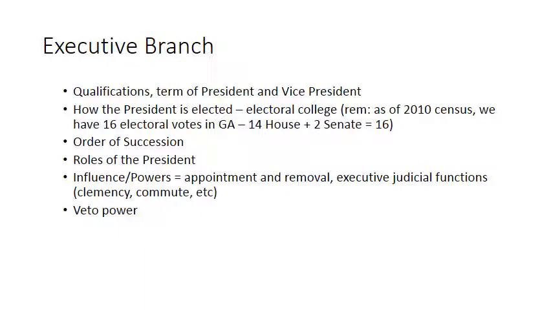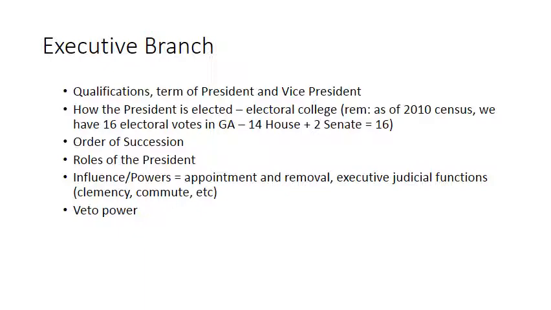You want to make sure that you know the functions of the executive appointment and removal. In other words, what is it that makes appointment and removal so powerful, so important in the executive branch?